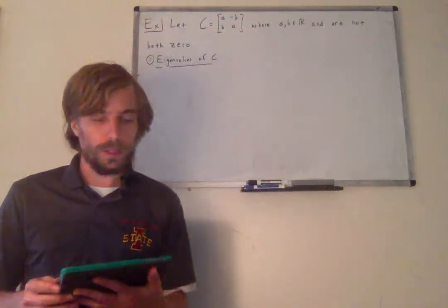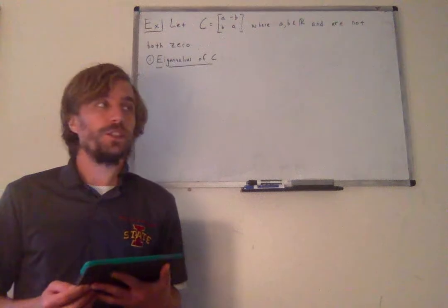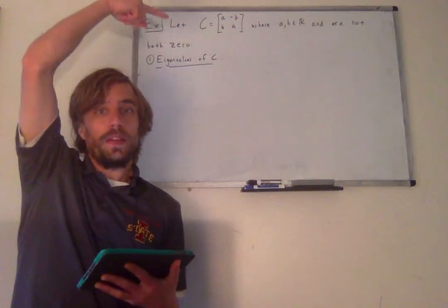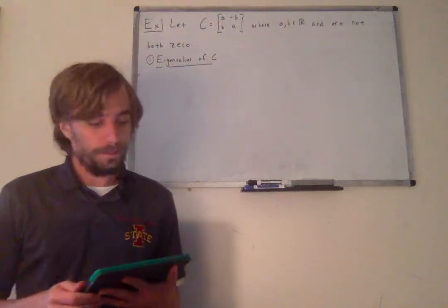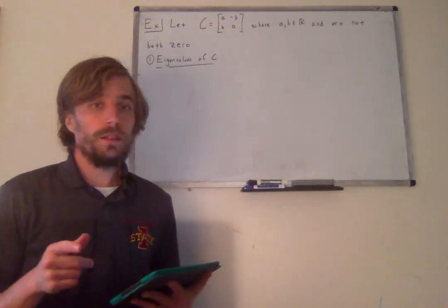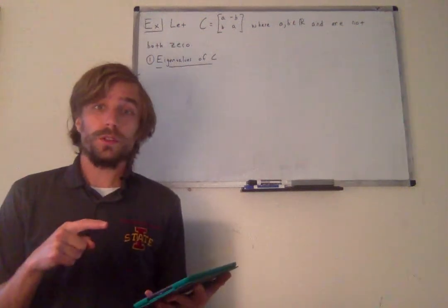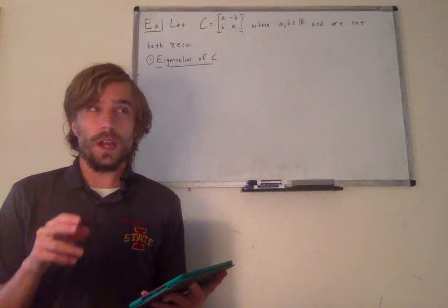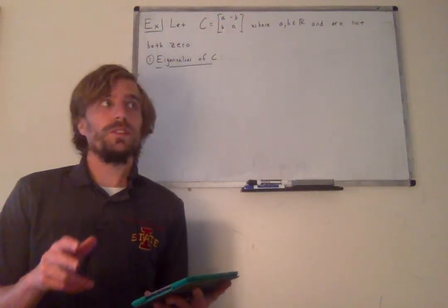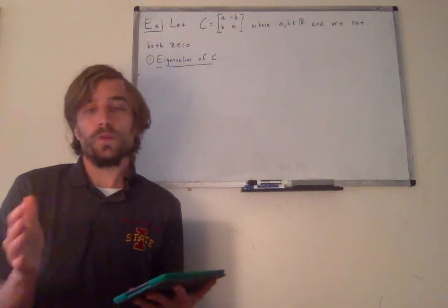All right, hello, and welcome to video number 3 of section 5.5. This video is going to be all about that matrix on the board behind me. The matrix C equals [A, negative B; B, A], where A and B are both real numbers and are not both zero. So either A or B could be zero, but not both. So you could have one of the two being zero.